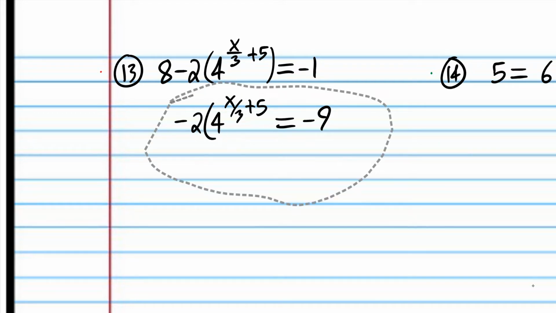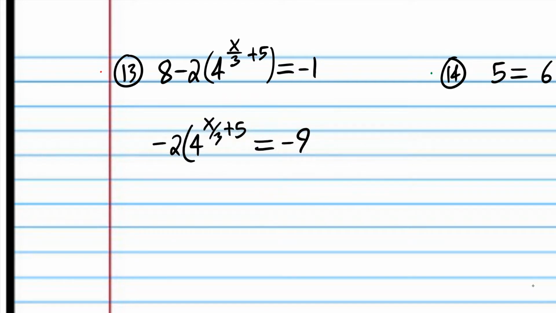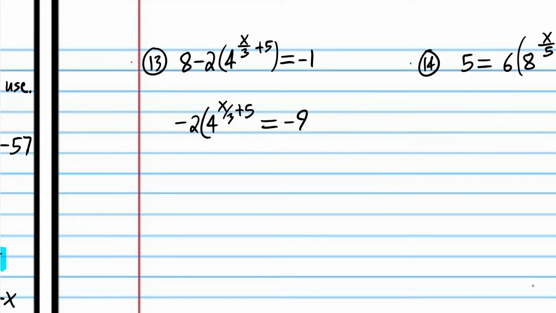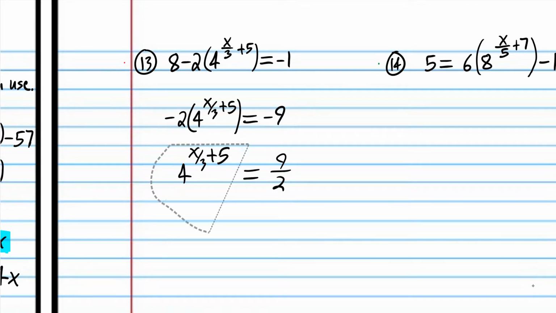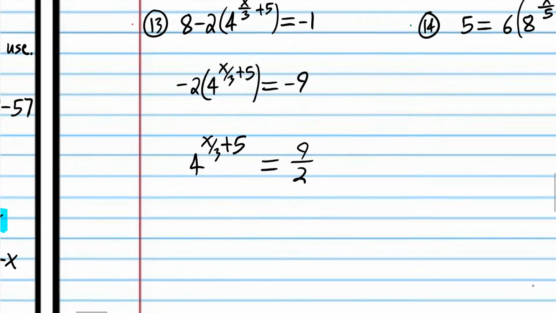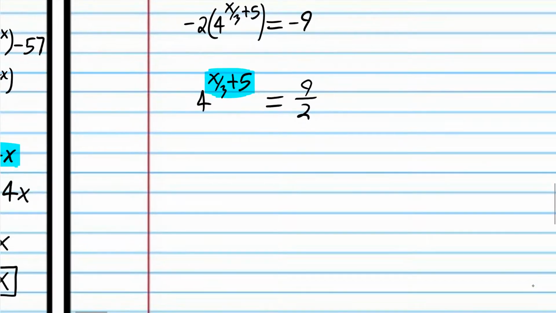And then we're going to divide both sides by -2. And we get 9 over 2 is equal to 4 to the x over 3 plus 5. And at this point, we want to know, what do we raise 4 to get 9/2? And that's obviously not a simple question. So we don't know the answer. But we can use a calculator.